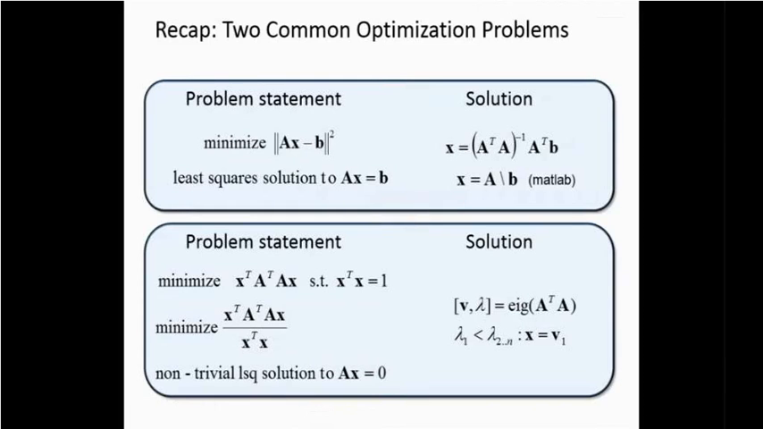Okay, so to recap, we've addressed two common optimization problems. Even though I've only addressed them in the context of line fitting, you'll see these same kinds of problems show up all over the place. One of the problems is that you're trying to minimize the norm of A x minus b. The solution is a least squares solution to A x equals b, where b is non-zero. Then the solution is just the pseudo-inverse of A times b.